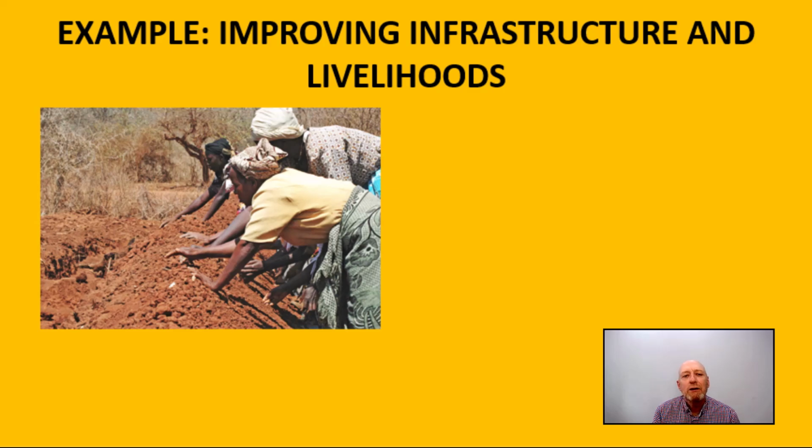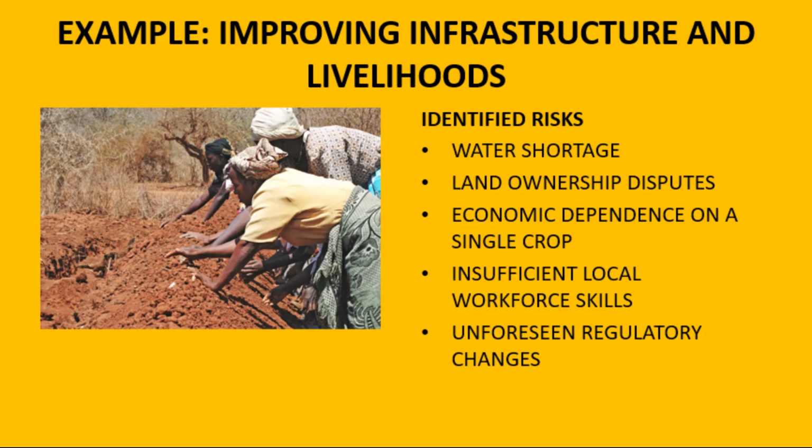Let's consider the scenario of a community development project focused on improving infrastructure and livelihoods in a rural area prone to droughts. Here we have identified risks such as water shortage, land ownership disputes, economic dependence on a single crop, insufficient skills of the local workforce, and unexpected changes in regulations.